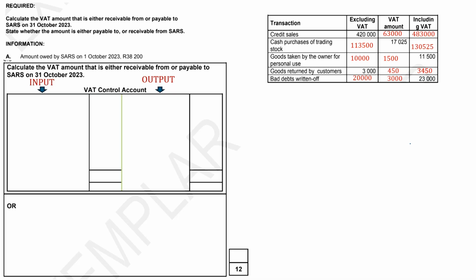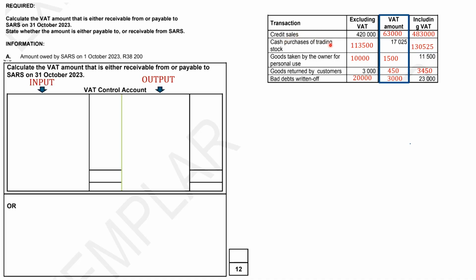So here's our table. Like I said, the amounts that we'll be using are these VAT amounts. We won't use any amounts except these VAT amounts. Those are the ones that are going to go in our VAT control account. Now we need to sort out these amounts between input and output in order to calculate the amount payable or receivable from SARS. So they already gave you the transactions here. Like the first one, they tell you credit sales and so on.